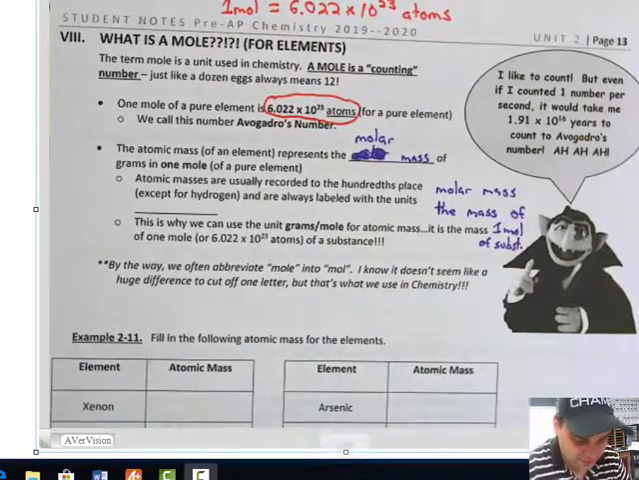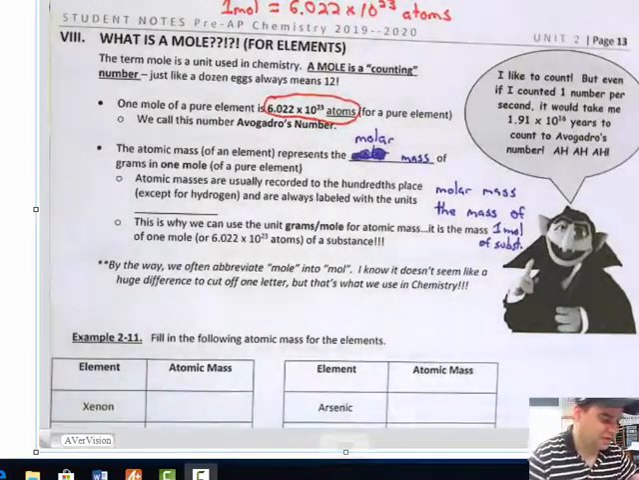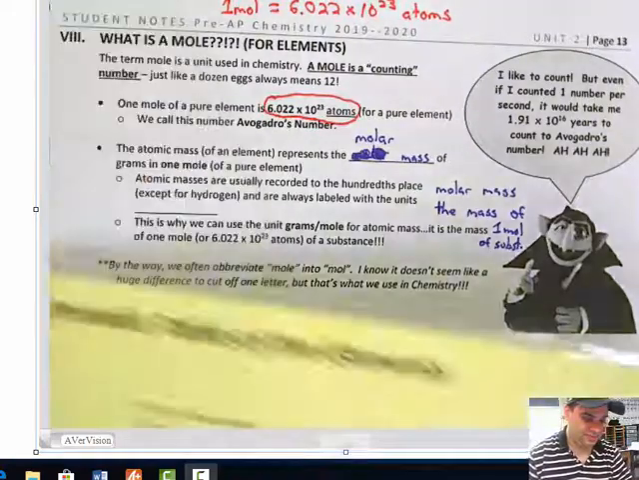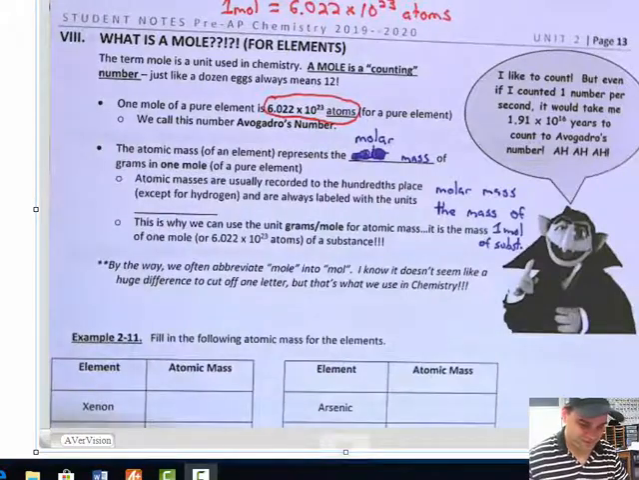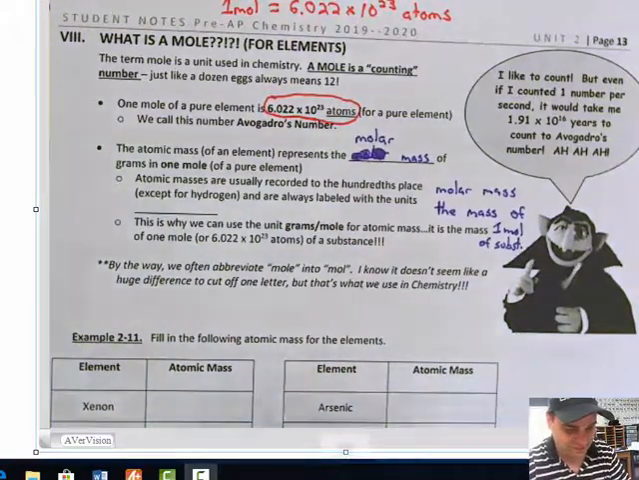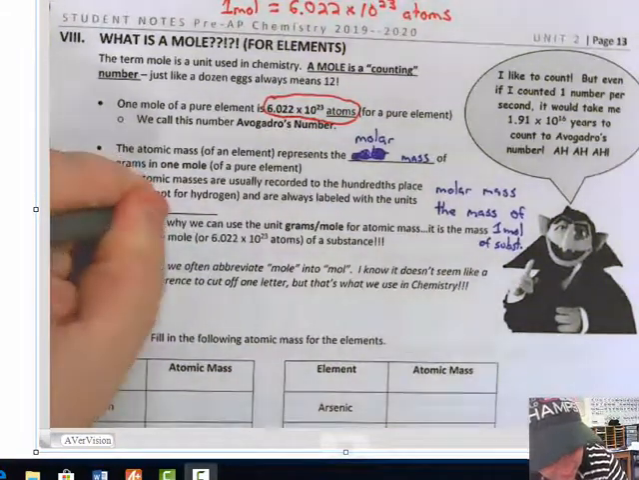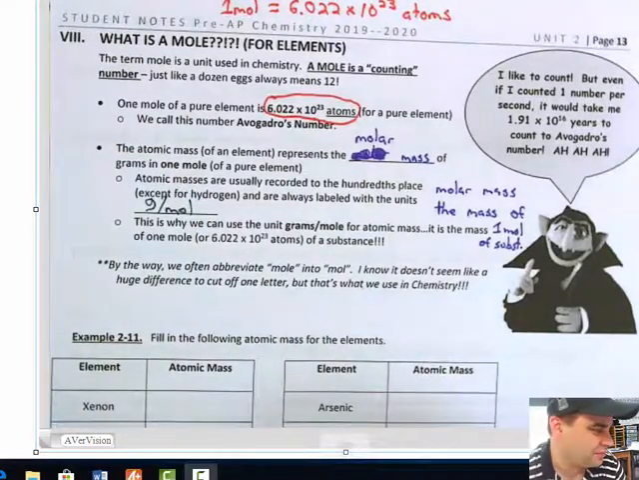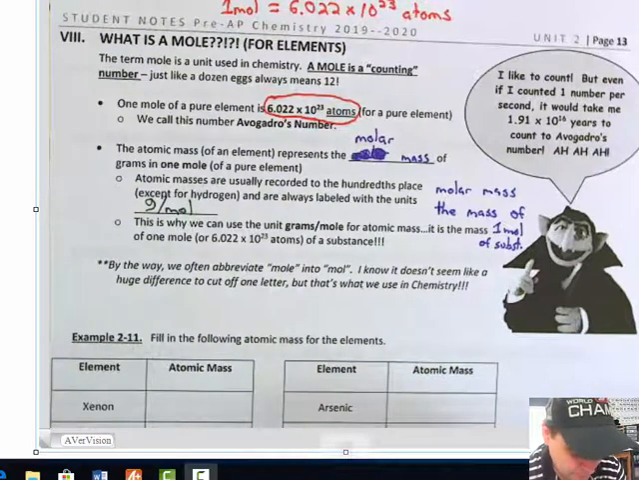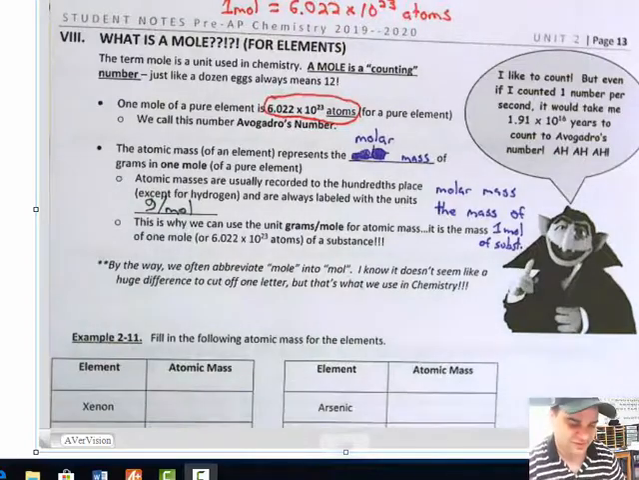Elements' atomic masses are usually recorded to the hundredth place. You look them up on the periodic table. That's why you get a periodic table to look these things up. And they are always labeled with the units g/mol, grams per 1 mole. I use mol to abbreviate moles. It is the mass of 1 mole, or 6.022 times 10 to the 23rd atoms of a substance.